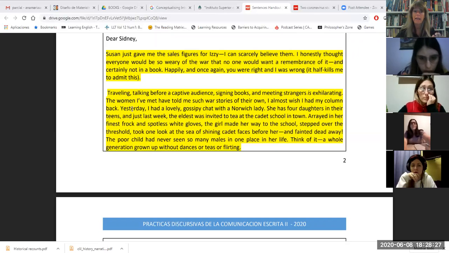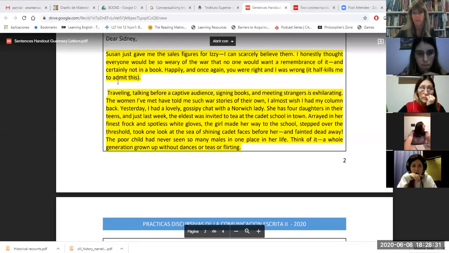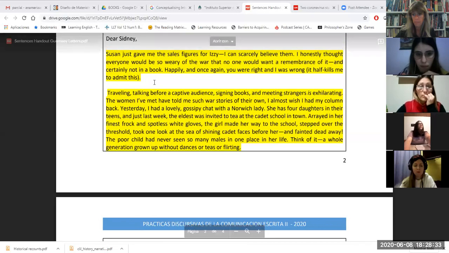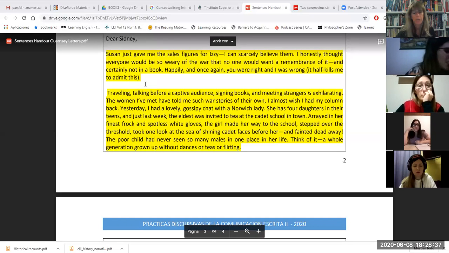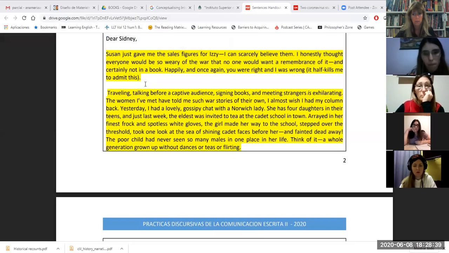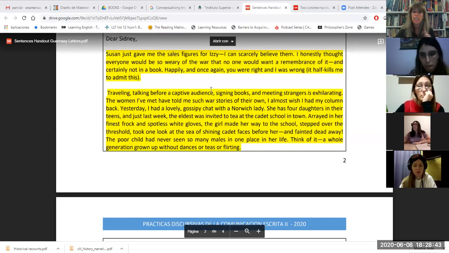Because you are here to admit this. This is not a conjugated verb, to admit this. It is a to-infinitive verb followed by a demonstrative pronoun. Okay, Vale? Vale, I suggest that you rewind a little bit.